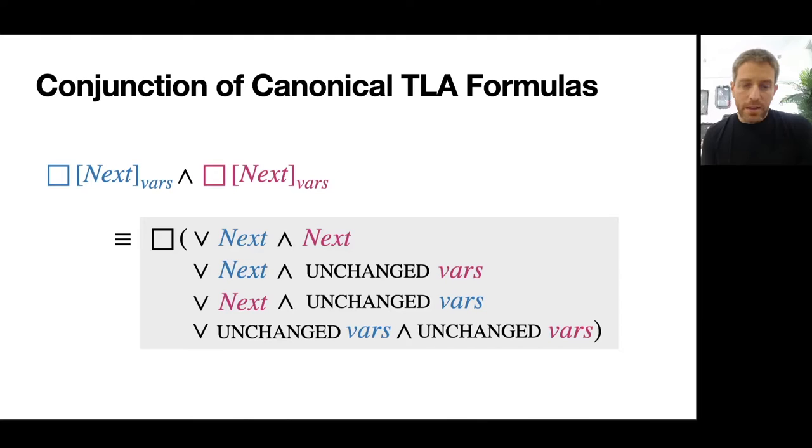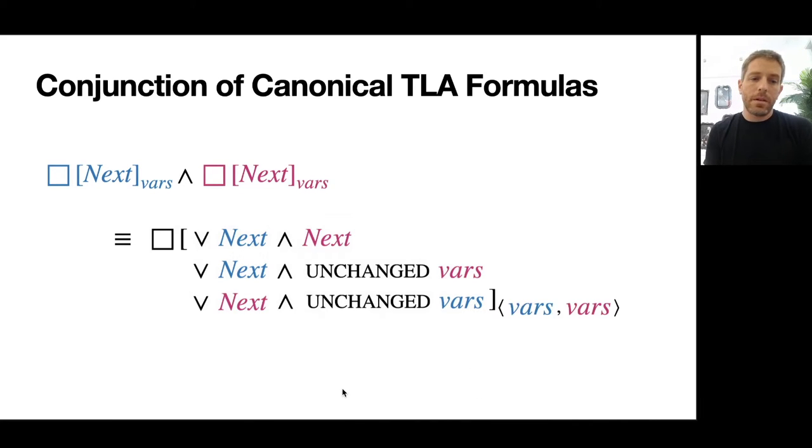Using those identities, we can rewrite the two box action clauses into one. We get this. And then this well-formed TLA expression. If one set of variables is contained in the other, we can eliminate either the second or third disjunct because it will equal false. And if the two sets of variables are the same, we can eliminate both and just remain with the first disjunct. With this, we now know how to conjoin two canonical formulas into one canonical formula in TLA.